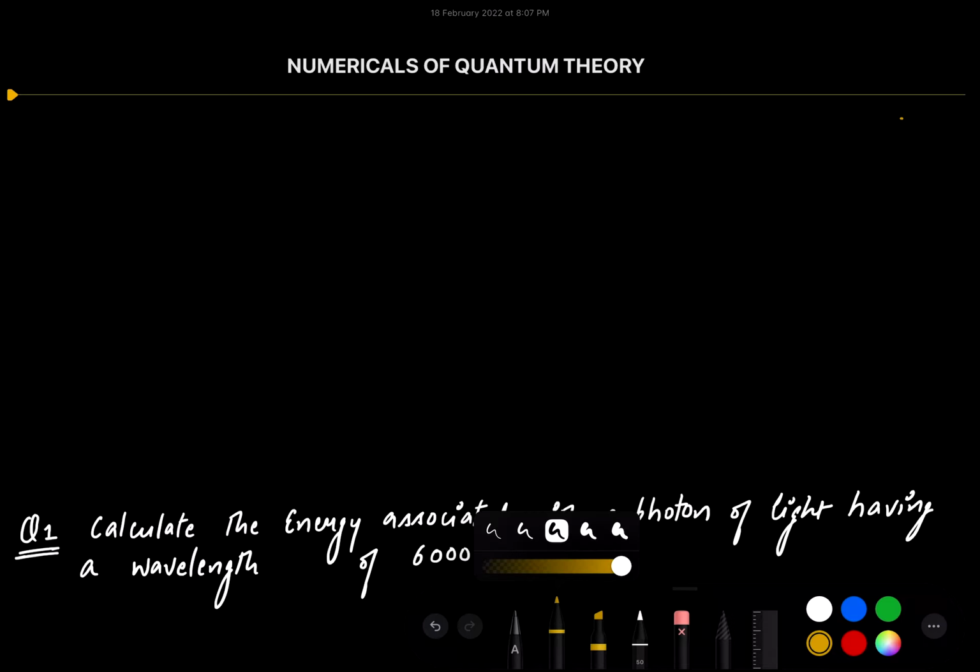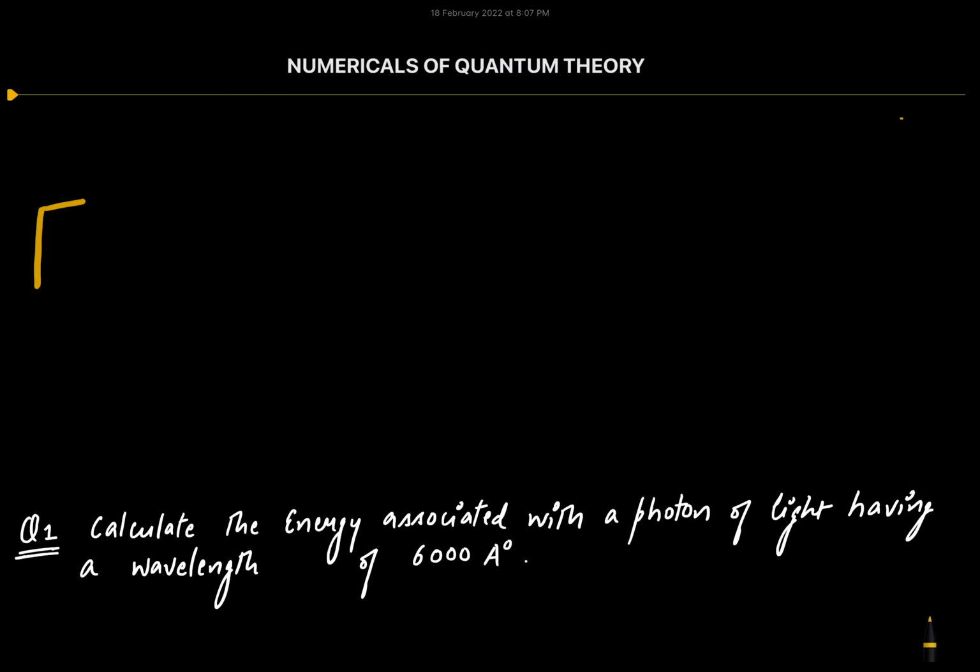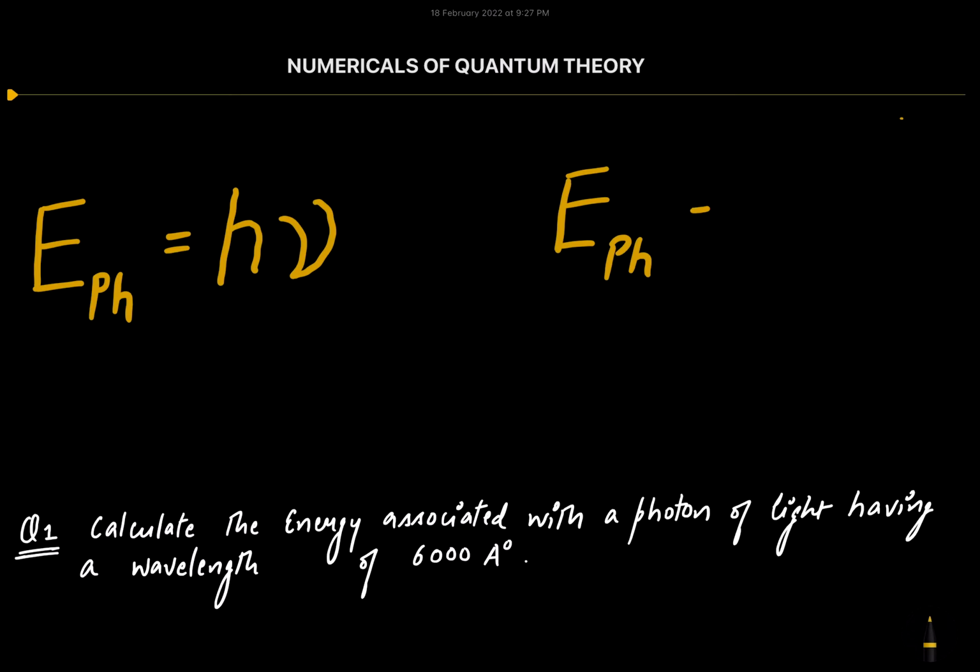First of all, I'm writing the energy of a photon. The energy of a photon is equal to h nu, where nu is my frequency. We have done this in the previous lecture, and it can also be represented like the energy of a photon is equal to h c by lambda, where lambda is the wavelength.